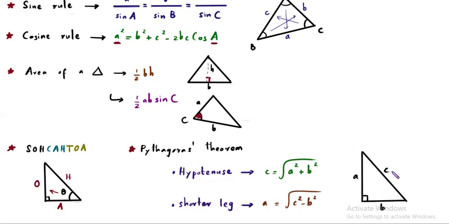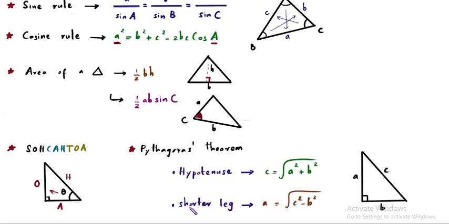The hypotenuse is labeled with C and the other two sides are labeled with A and B. So the Pythagoras' theorem formula is A squared plus B squared is equal to C squared. But in short, if we are to calculate the hypotenuse, then we square the two shorter legs, add them together and square root it.